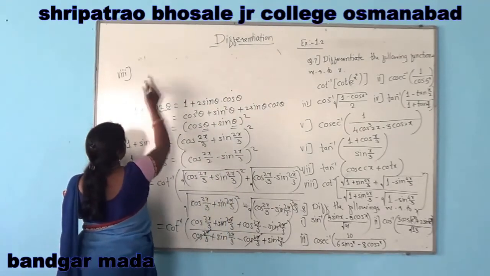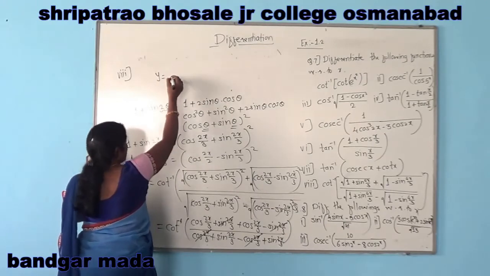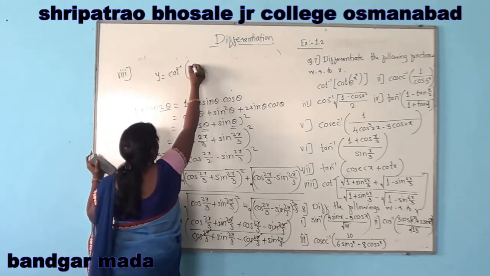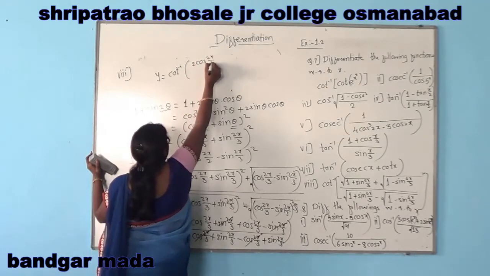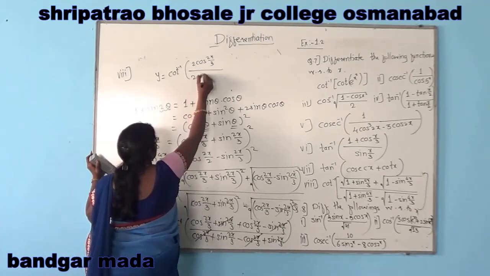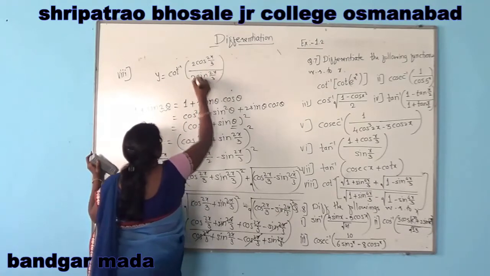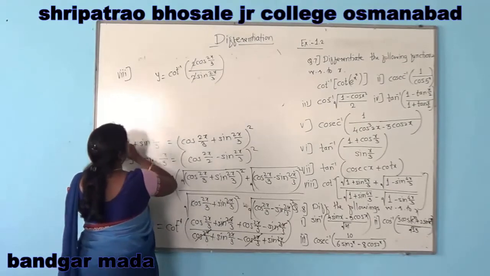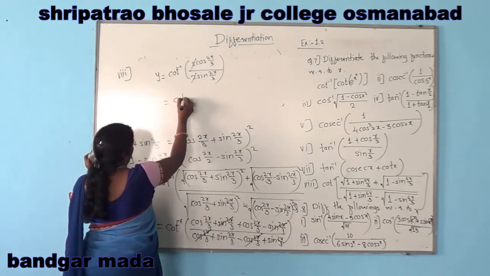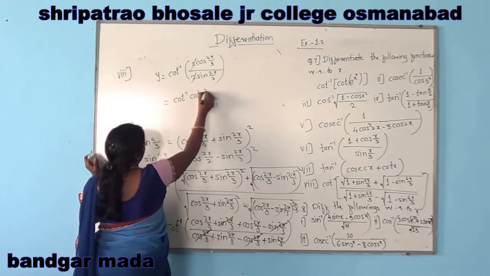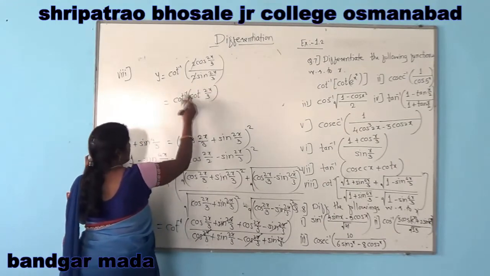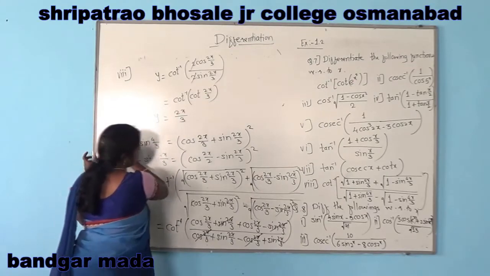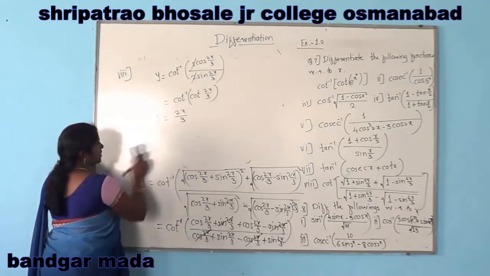So y is equal to cot inverse of 2 cos 2x/3 upon 2 sin 2x/3. So 2 cancels and we get y is equal to cot inverse of cot of 2x/3. So cot inverse and cot cancel and we get y is equal to 2x/3.